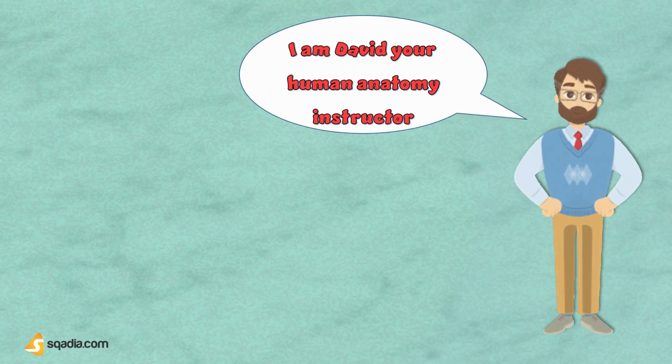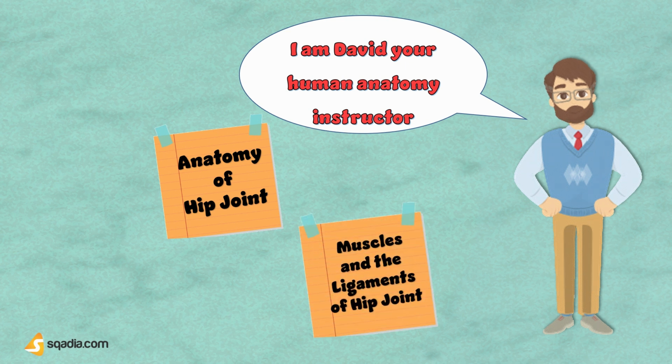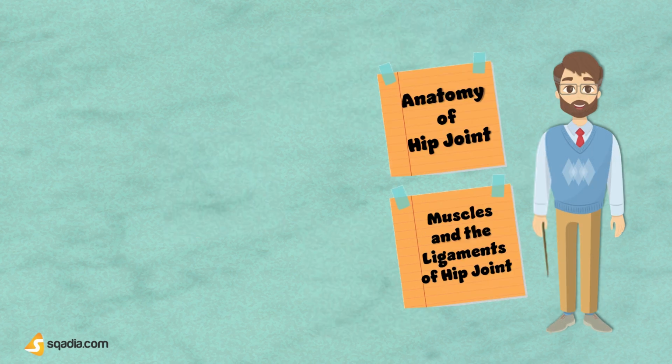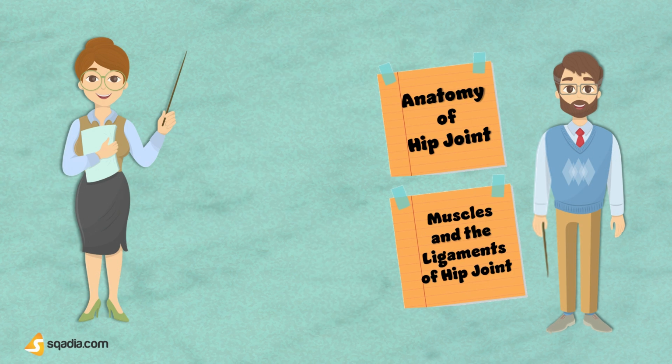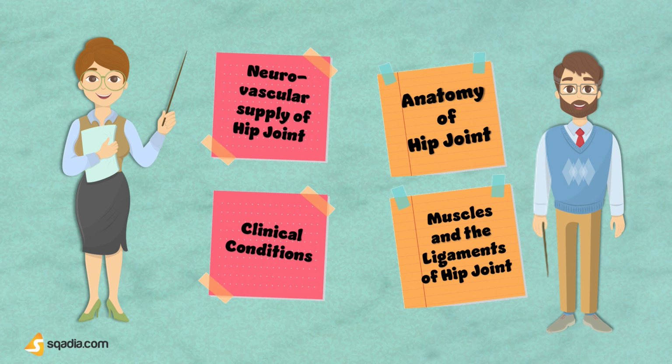I am David, and I will be teaching you all about the basic anatomical structure of the hip joint. We will talk about the muscles and the ligaments that provide support to this joint. Then my colleague here will walk you through the rest of the lecture. Hi, I am Sarah, and I will tell you about neurovascular supply and movement at the hip joint. Lastly, we will discuss some common injuries and conditions related to the hip joint.